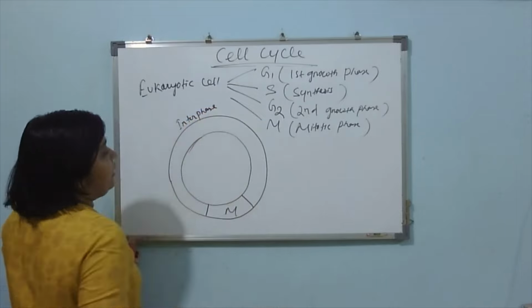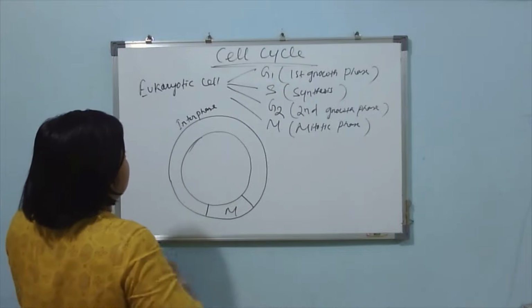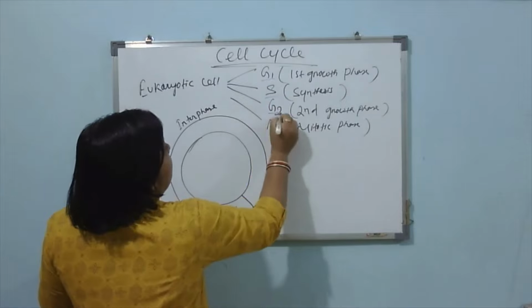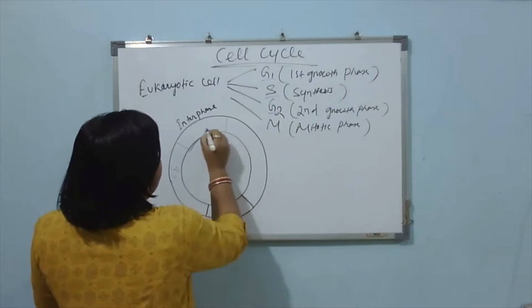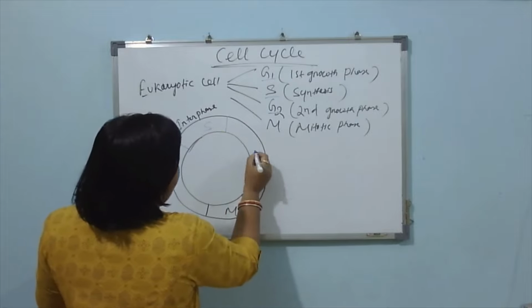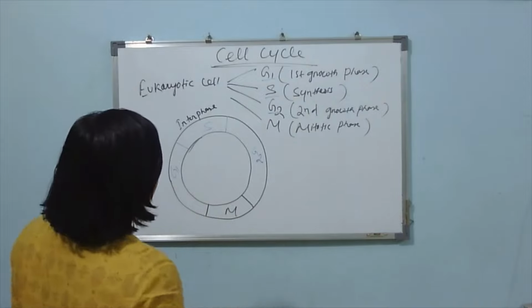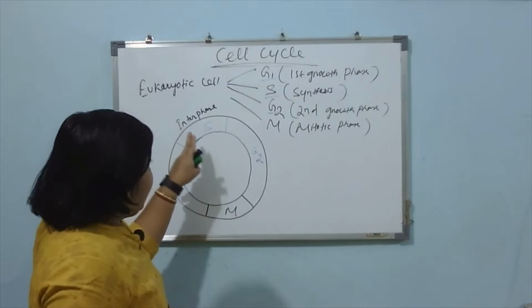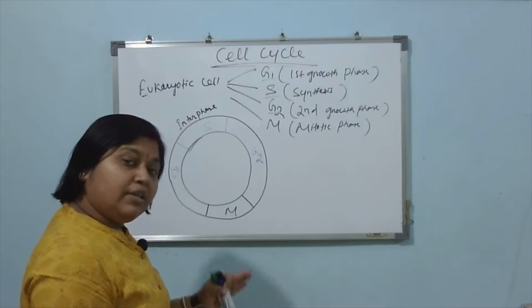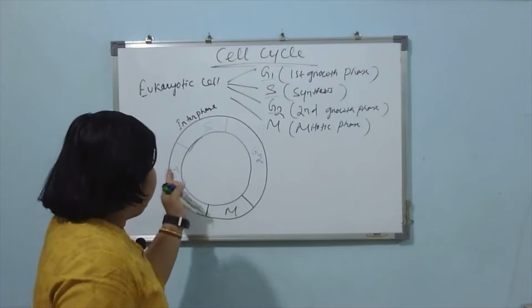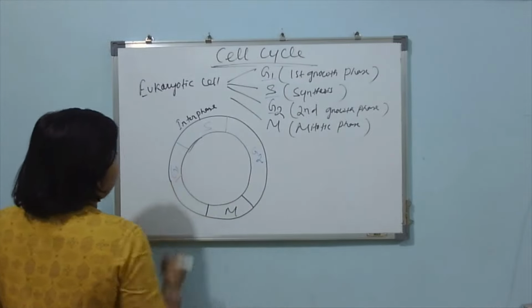This interphase comprises three phases. First one is G1 phase, second one is S phase, and third one is G2 phase. Activation of each phase depends upon the progression and completion of the previous phase. First, we will discuss this G1 phase.